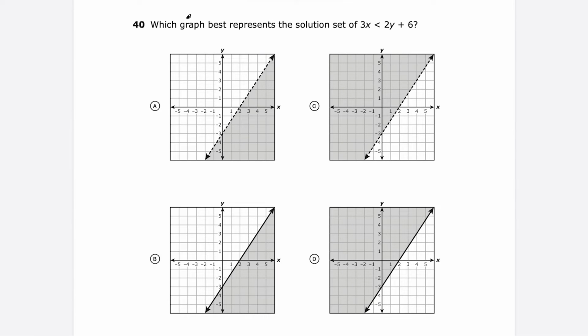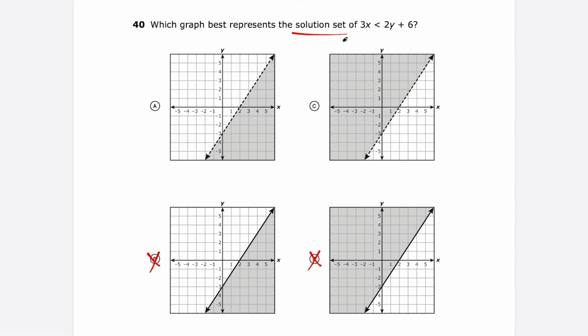Question 40, we want to know which graph best represents the solution set of this inequality here. Now, one thing that jumps out at me right away is that this is a strictly less than inequality, which means that our line is going to be a dotted line. So looking at the answer choices, right away we could eliminate choices B and D. Now, one thing we have to be very careful of here, it's very tempting once we see the less than to just assume that we're shading under.